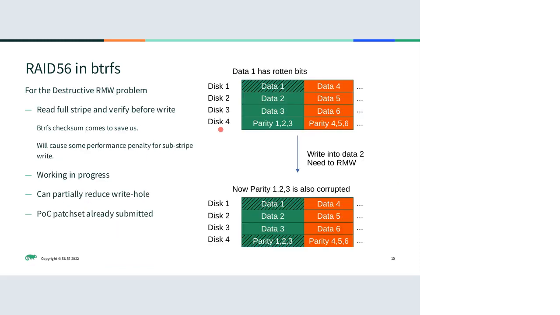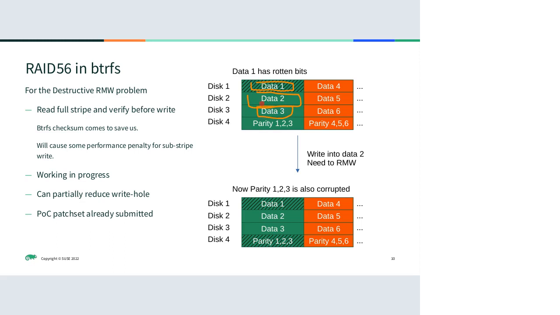Then the other problem is the destructive RMW problem. This is very related to the rotten bit problem. For example, we have a rotten bit at data one. So far, only data one is corrupted, so that is not a big deal. But what if we want to write some data into data two? In that case, we have to go through the RMW cycle, which means that we first read. We are writing data two, but we at least need to read data one and data three.